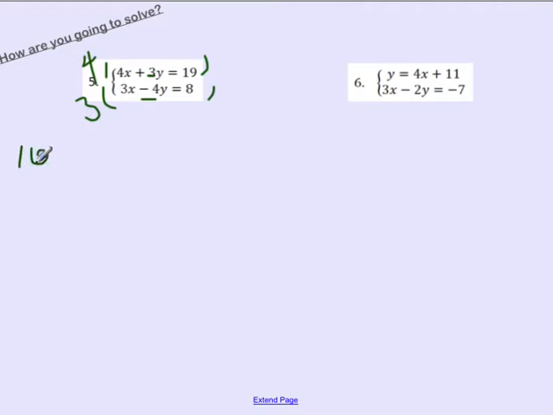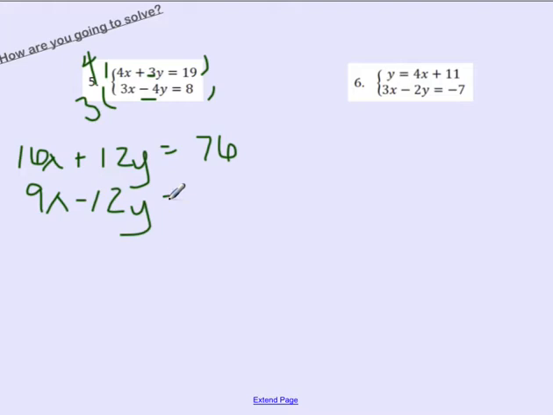When I multiply the top one by 4, I get 16x plus 12y is equal to 19 times 4, which is 76. 3 times 3 is 9x. 3 times negative 4 is negative 12. And then 8 times 3 is 24.